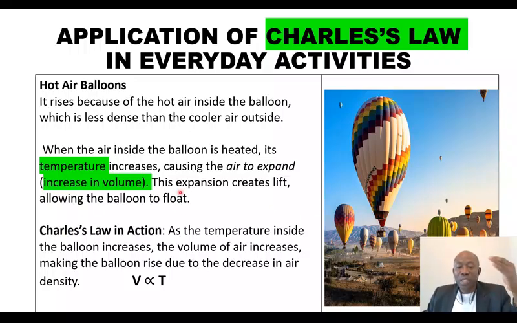So this explains Charles' law. As temperature inside the balloon increases, volume of the air also increases, making the balloon rise due to decrease in density. You summarize it like this, tell them that V is directly proportional to T. So this is one application. I think there should be just two.